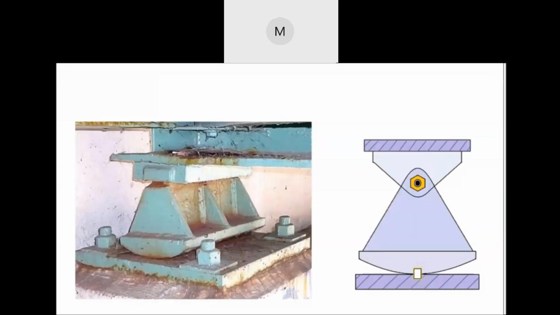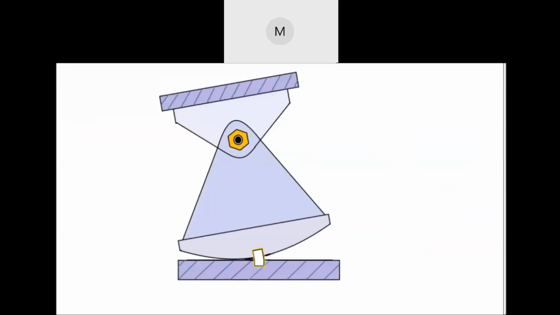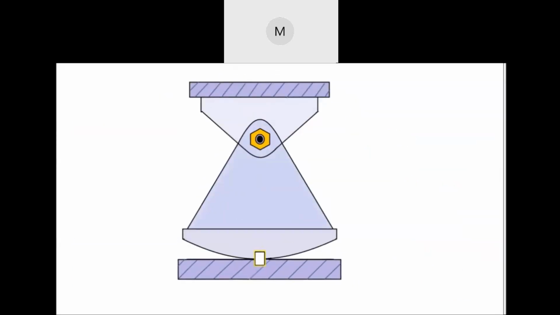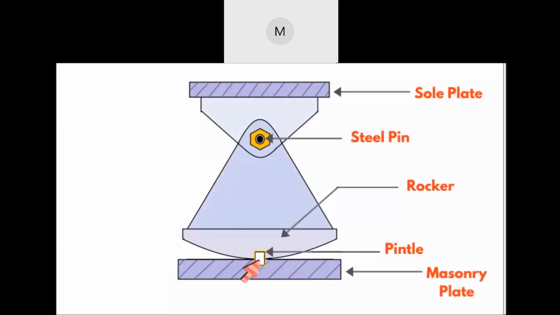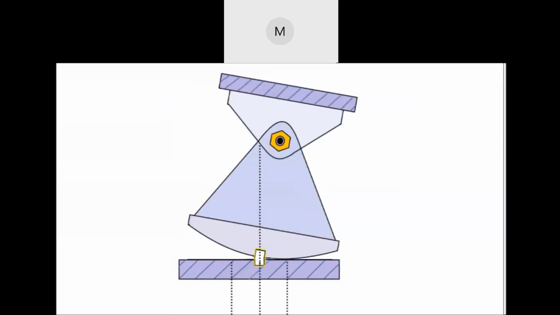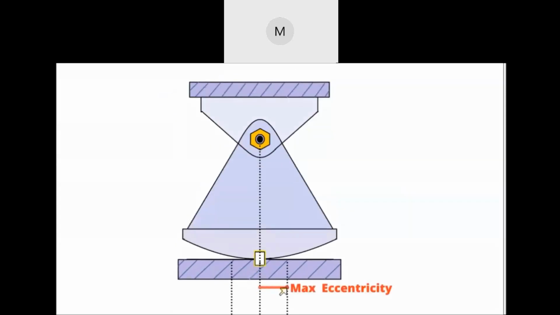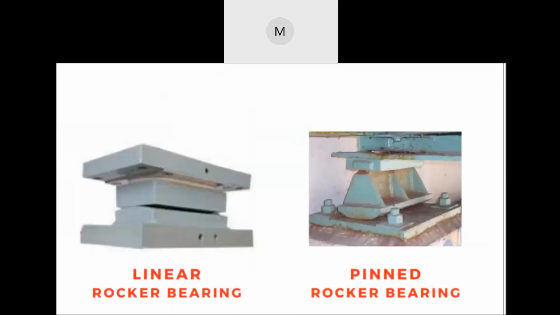Rocker bearings can support high loads, and allow translational movement in the longitudinal direction by simply rocking back and forth, and rotational movement in the longitudinal direction by the rotation of the pin attached to it. The pintail is a vertical pin which is driven into the masonry plate at the top that prevents the rocker from sliding instead of rocking. And this is the maximum eccentricity of the rocker bearing.